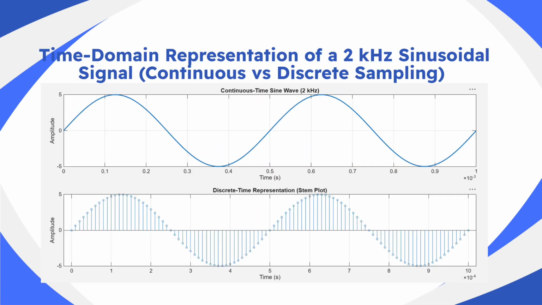This slide shows the result of task 2. The upper graph displays the continuous sinusoidal waveform generated using the plot function. The lower graph shows the signal represented as discrete samples using the stem function. We can observe that both graphs represent the same signal, but the stem plot clearly illustrates the individual sample values collected by the system. This demonstrates how analog signals are converted into digital samples for processing.